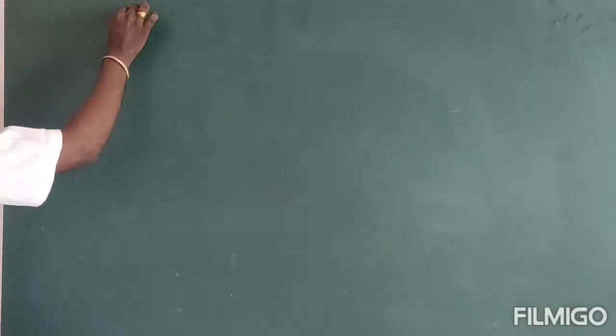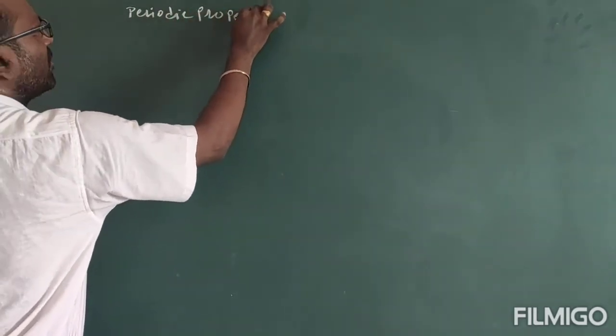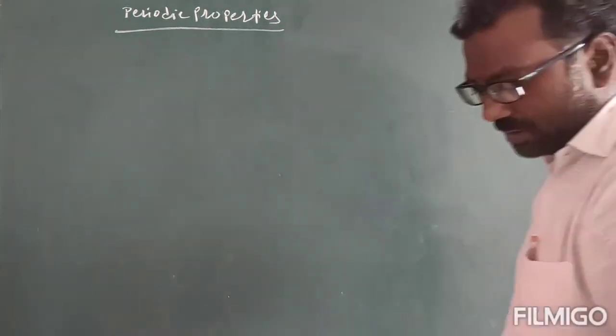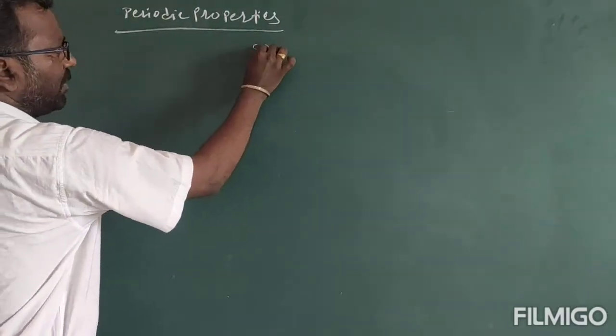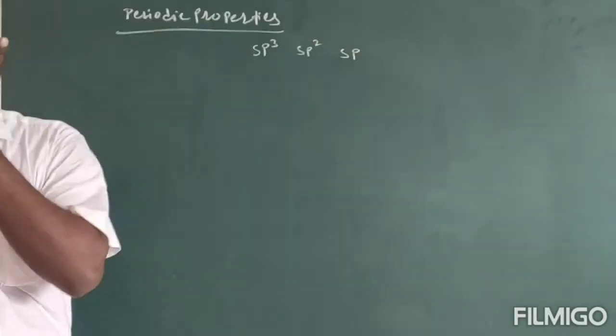Okay, we will be having the discussion regarding the periodic properties. Under that periodic properties, first, some points regarding the electronegativity. Generally, suppose sp3, sp2 and sp are given, then how will the electronegativity be?